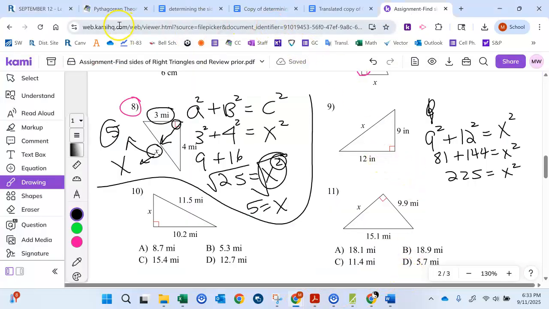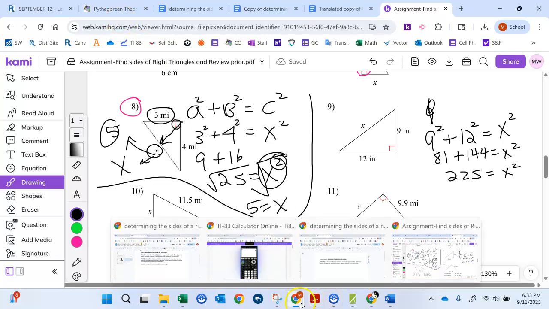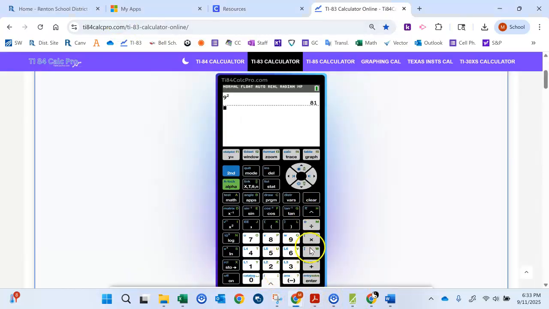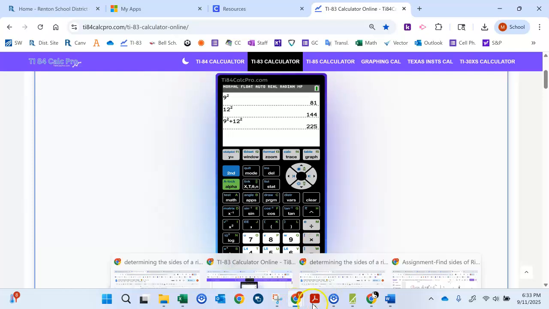And 12 squared. Okay, so let's go back to this. And then 12 squared, enter. So that's 144. But we can do it together at the same time. We go 9 squared plus 12 squared, enter, is equal to 225. Okay, so that's where we're at.